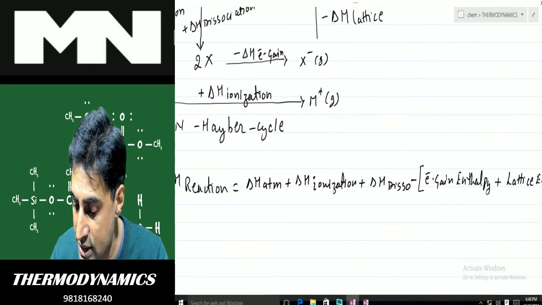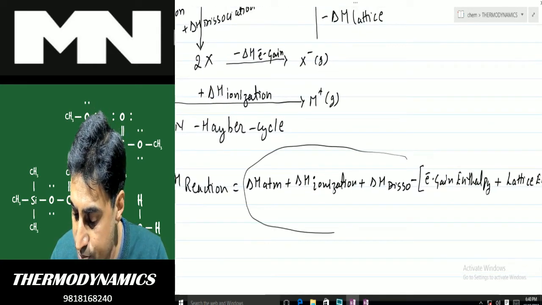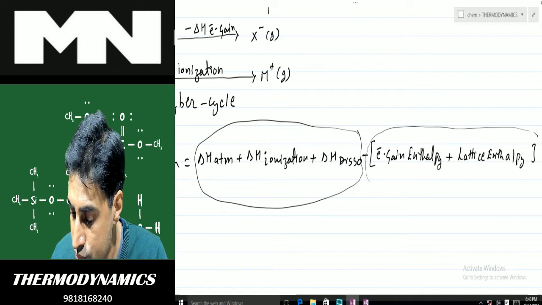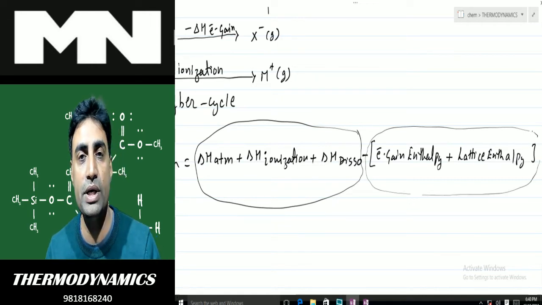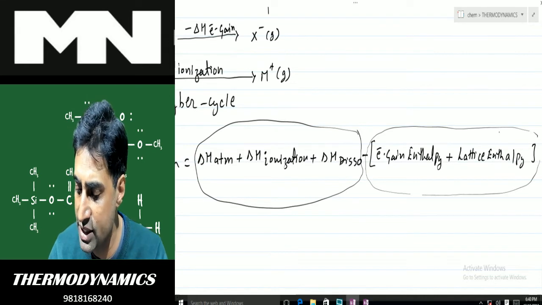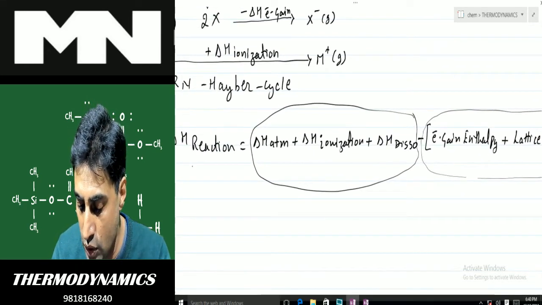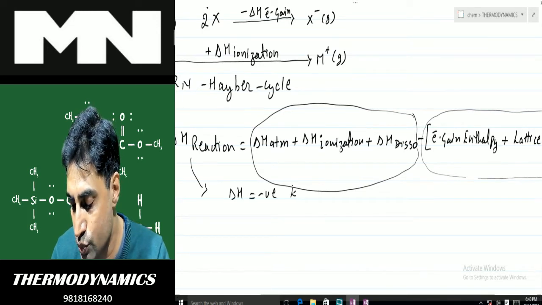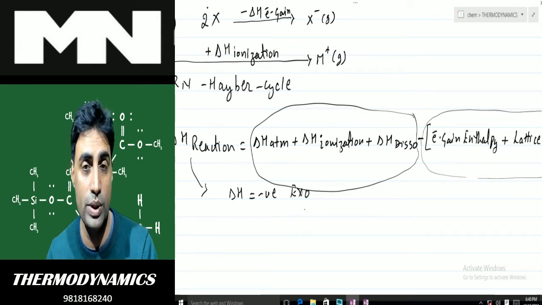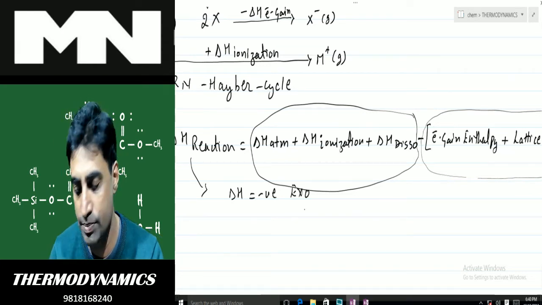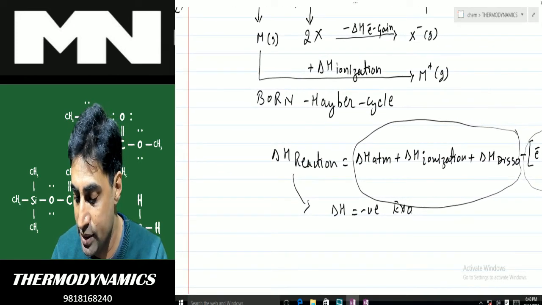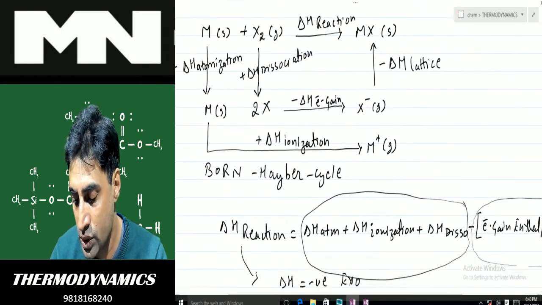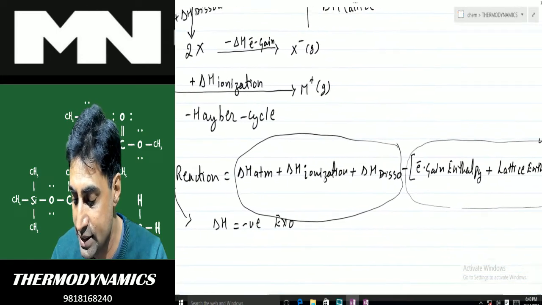So here you can see these are endothermic steps and these are exothermic steps. If the energy given out in exothermic steps is more, the overall delta H will become negative, the process will become exothermic, and the reaction will occur. This will be a spontaneous process. So this is something about enthalpy and the Born-Haber cycle. Here you can see the Born-Haber cycle. Delta H of reaction can be calculated like this.